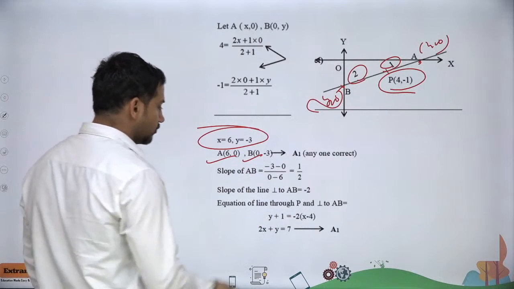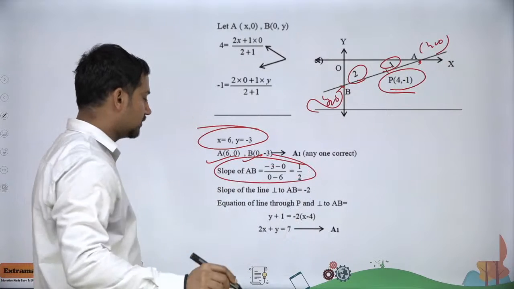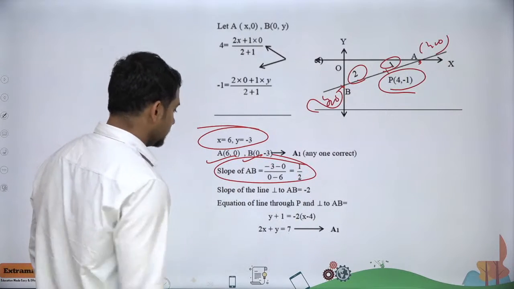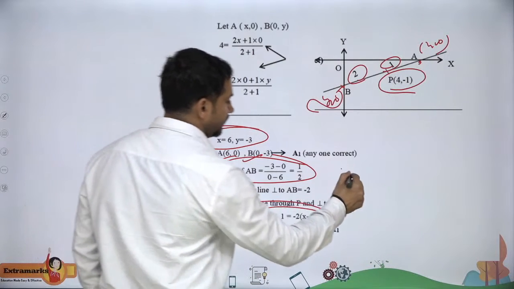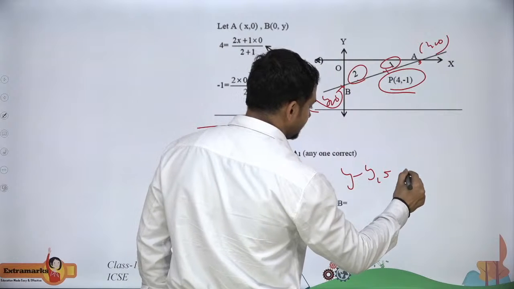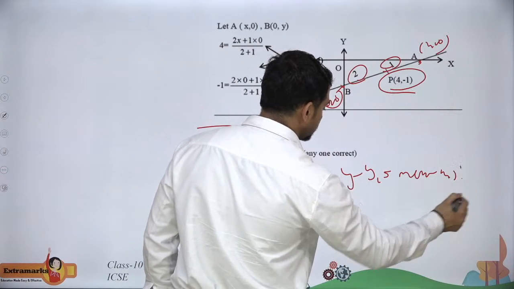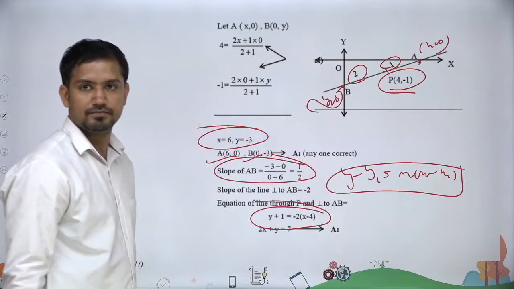After that, we have to find the slope, y2 minus y1 upon x2 minus x1. Then we apply it in the equation, because we know that y minus y1 is equal to m times x minus x1. Then we put in all this and get the answer. Okay. Any doubt?